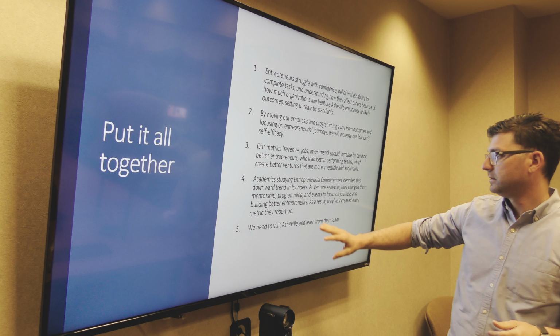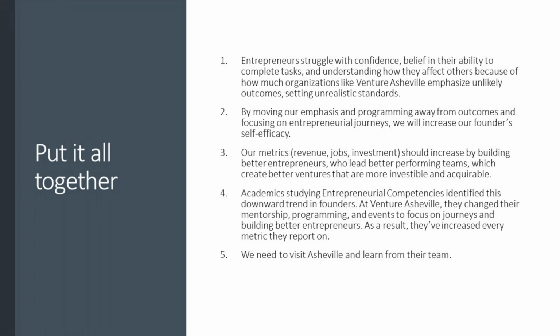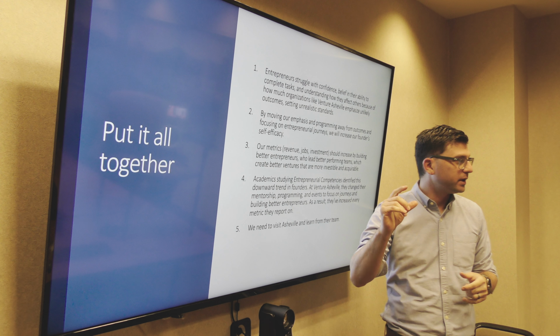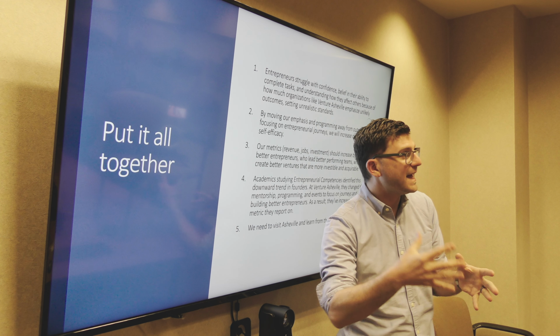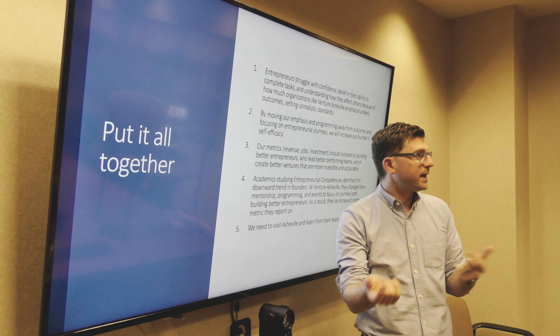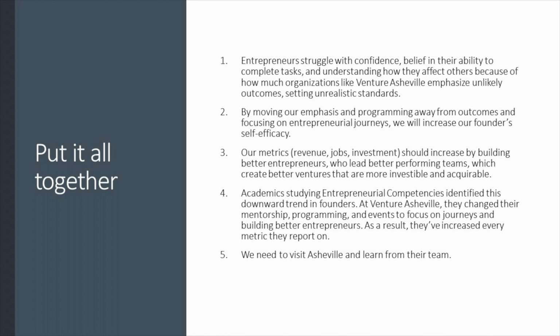So I'm going to wrap up and show you. Mine is 7 sentences. I could have done this in 1, but we'd get lost with it. So in total, my proposal, about what's wrong, what's the enemy. I'll read through the whole thing together one time, and we'll talk about how you can use it in your selling. Entrepreneurs struggle with confidence, belief in their ability to complete tasks, and understanding how they affect others because of how much organizations like Venture Asheville emphasize unlikely outcomes, setting unrealistic standards. Moving our emphasis in programming away from the outcomes and focusing on the journey will increase our founders' self-efficacy. Our metrics, revenue, jobs, investment, should increase by building better entrepreneurs who lead better performing teams, which create better ventures that are more investable and acquirable. Again, those are the metrics.